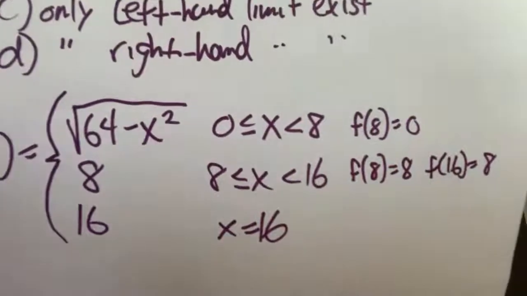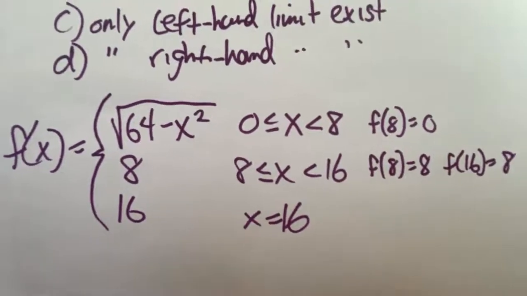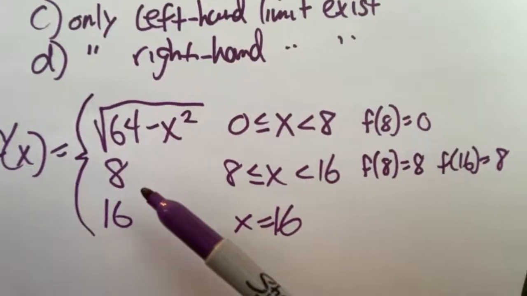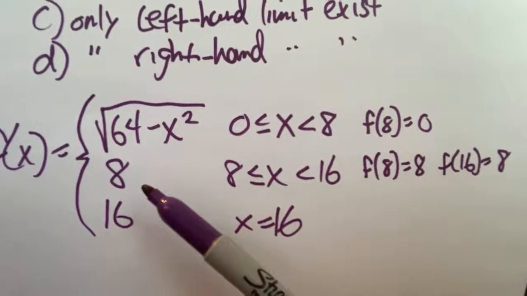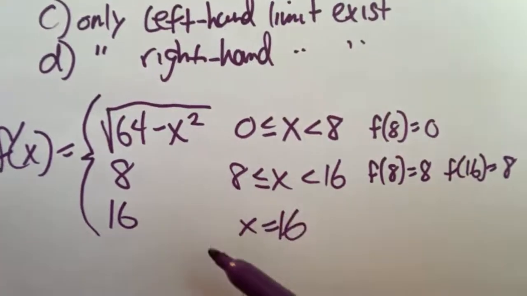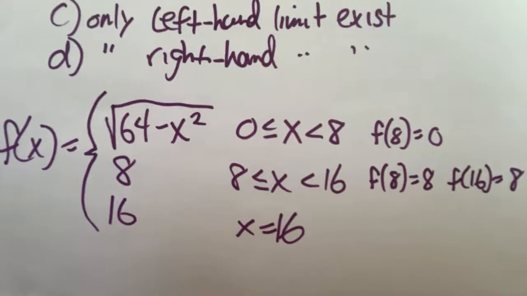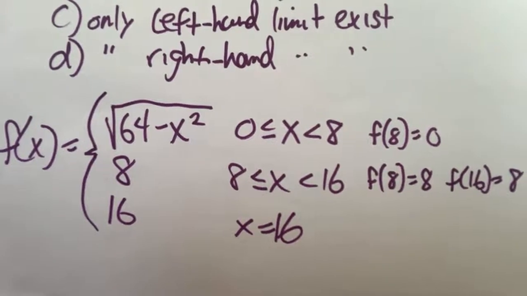That means that it's a constant function. So if you plug in 8, you're just going to get 8 because there's nothing to plug in for. Plug in 9, you get 8. Plug in 10, you get 8. 11, 8. f of 12 is 8. f of 13 is 8. All the way up to 16 is 8. So 8, 8, 8 all the way across. So if we were to draw this function, first it'd be a semicircle, then it'd be a constant function.